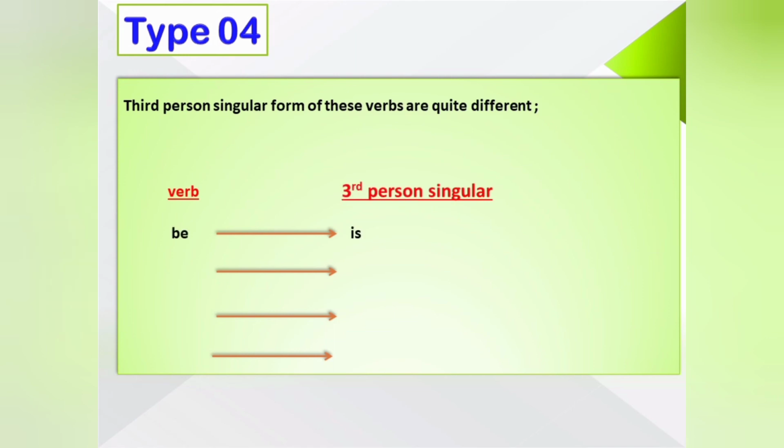Third person singular forms of these verbs are quite different. This is the last type, type 4. Look at these verbs. The third person singular of the be verb is is. Okay. Next, have. Third person singular of have is has. And also, third person singular of do is does as well. Third person singular of go is goes.